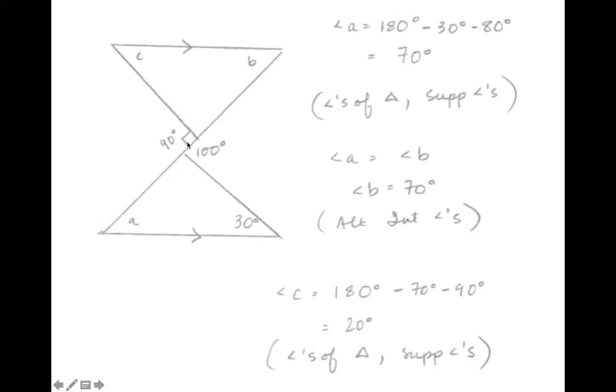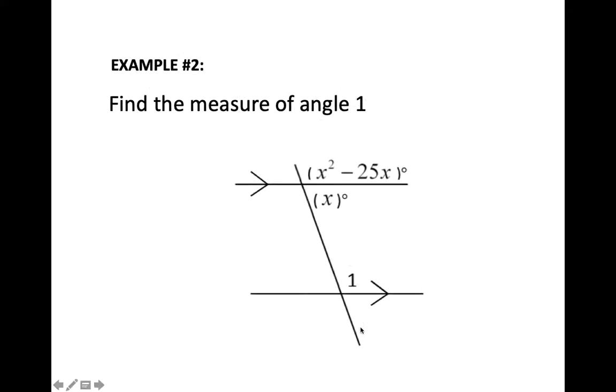And lastly, if I look at the angle that's sitting over here in the corner, I know that this one would have to be a right angle because of supplementary angles. And I just figured out that this was 70. So to find C, I'll use angles of a triangle and subtract the 70 and the 90, and I get an answer of 20.